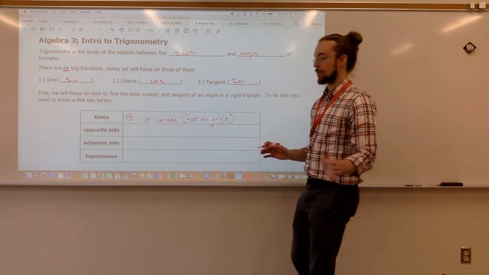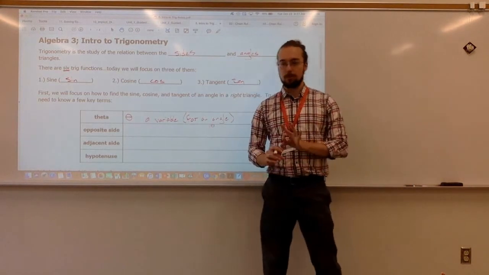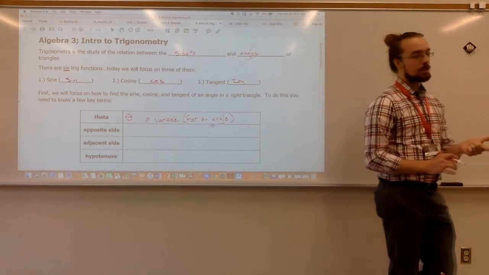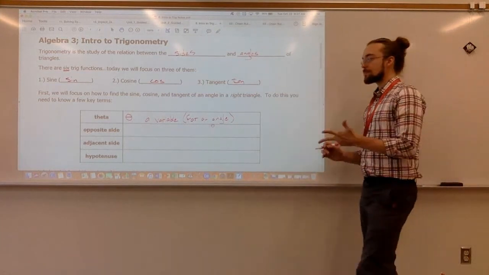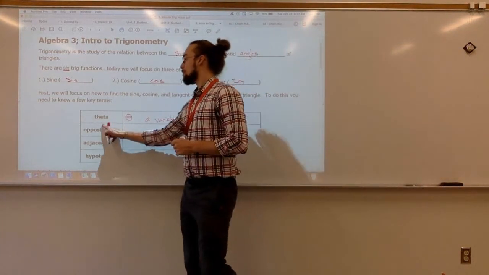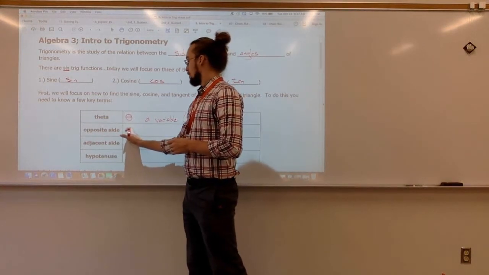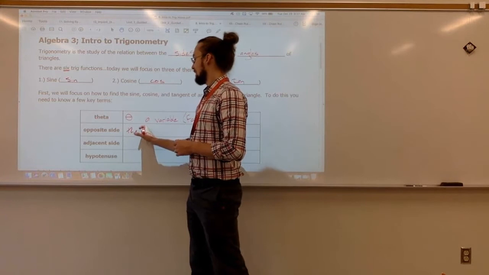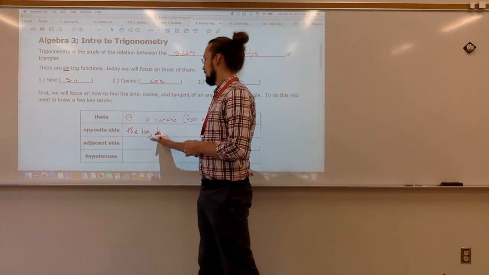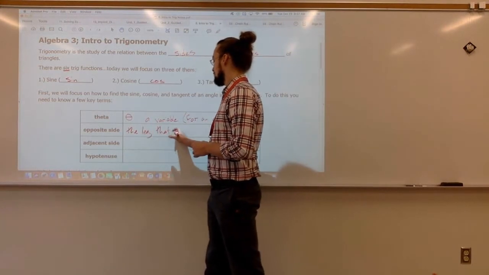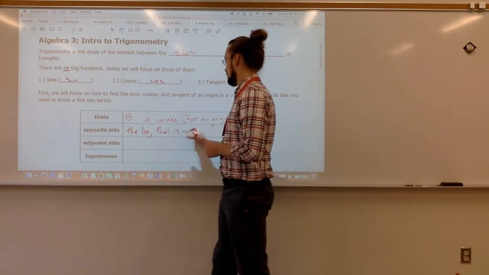Now, when we are looking at a triangle, the first thing we are going to do in any trig problem that we ever do is label the 3 sides as opposite, adjacent, and hypotenuse. The opposite side in a triangle is going to be the leg that is not touching the given angle.